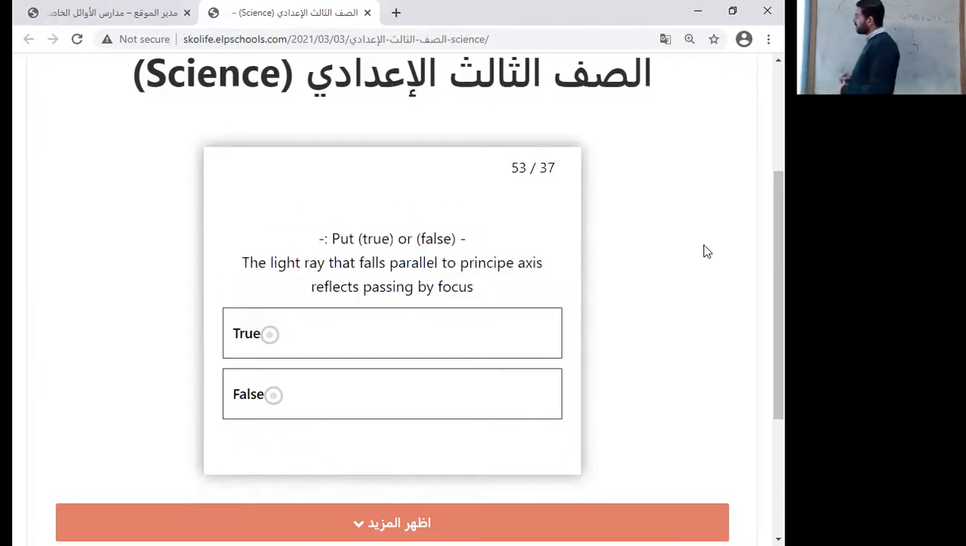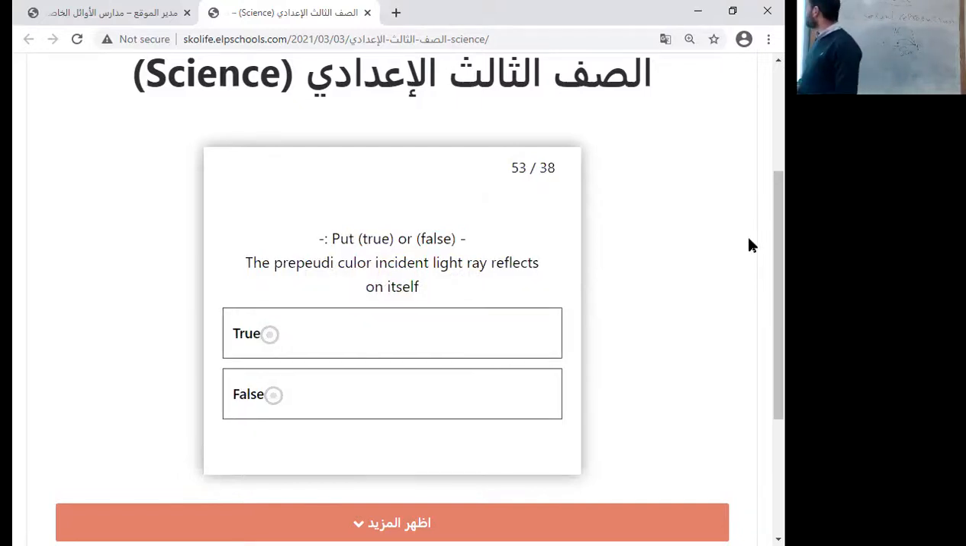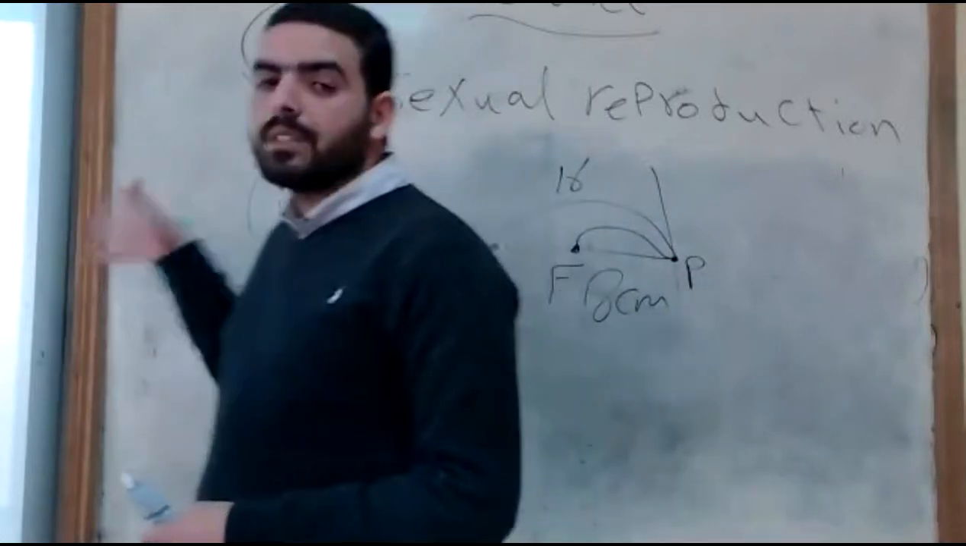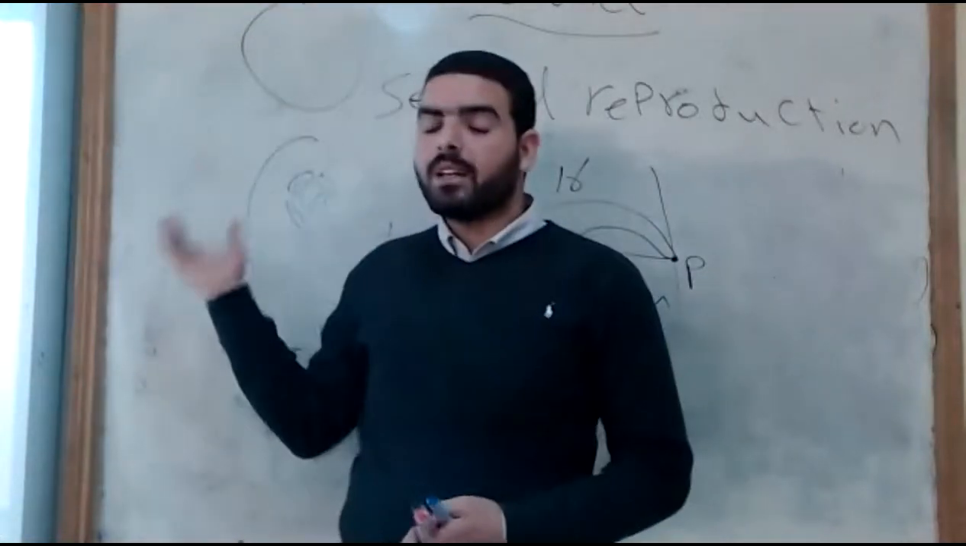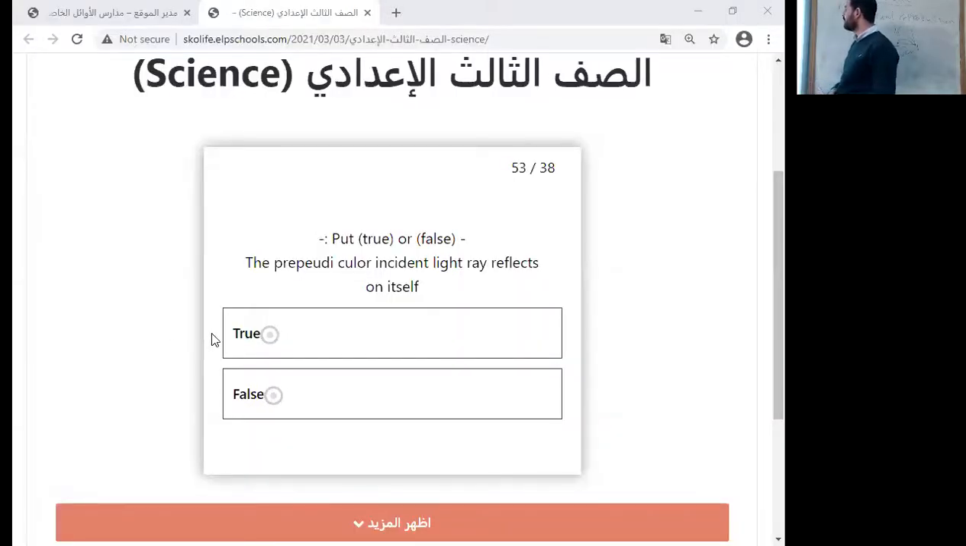The light rays that fall parallel to the principal axis reflect passing through the focus. That's true. The perpendicular incident light ray reflects on itself. Yes, if we have a perpendicular light ray that falls with an angle of 0, it reflects on itself, because the angle of incidence equals the angle of reflection, equal to 0. So it reflects on itself. Yes, it's true.